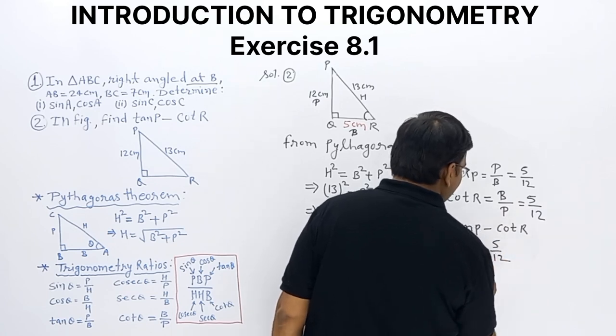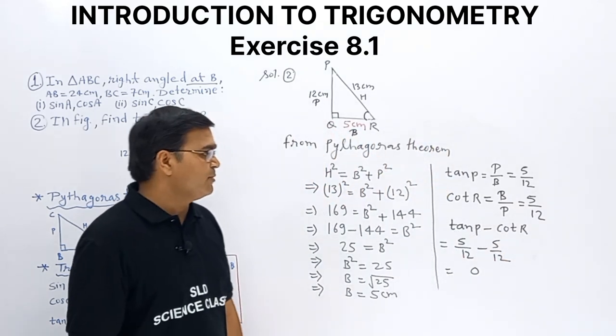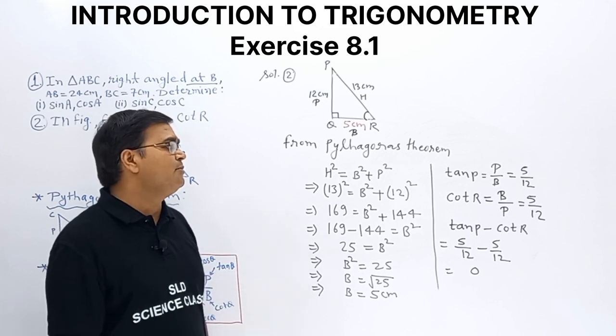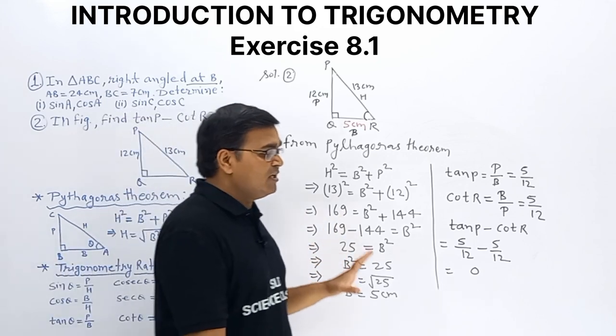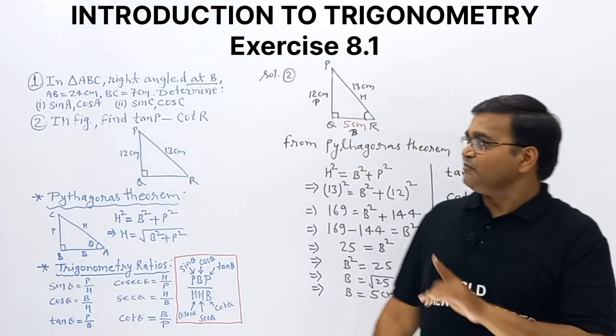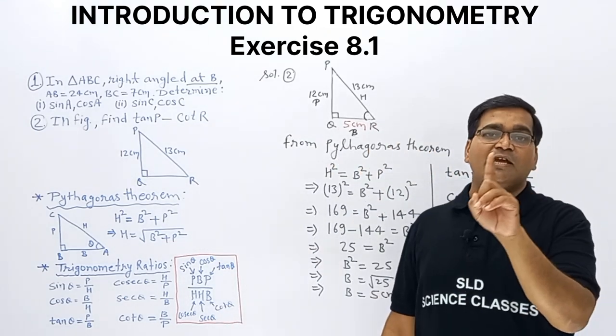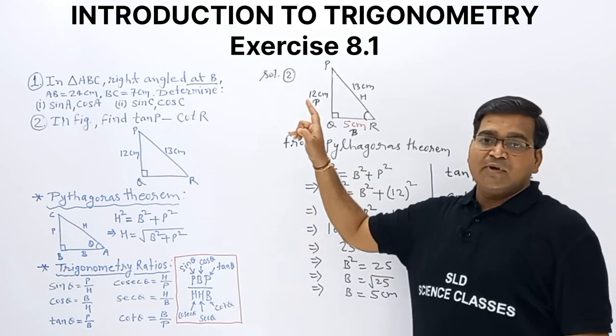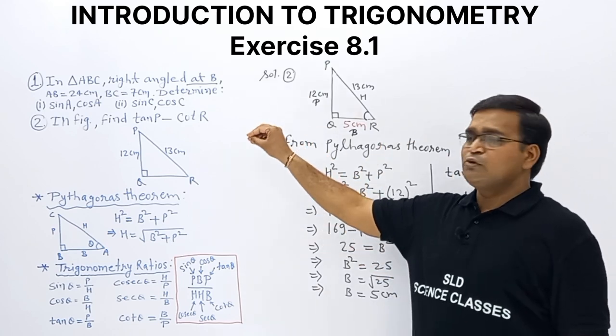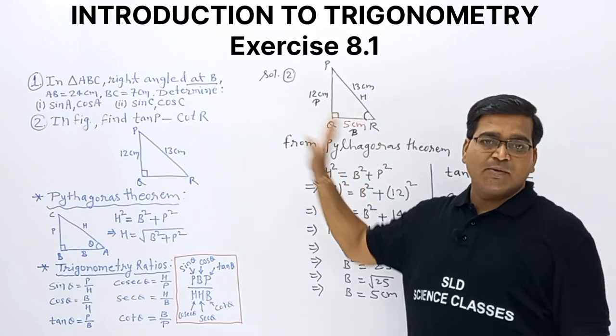Once we solve, we get 0. We subtract both same values, so the answer will be 0. Observe what we are doing in this question. So simple a question. Question number 2, exercise 8.1 we are having in this class. Question 1 we completed. Also explaining question number 2.